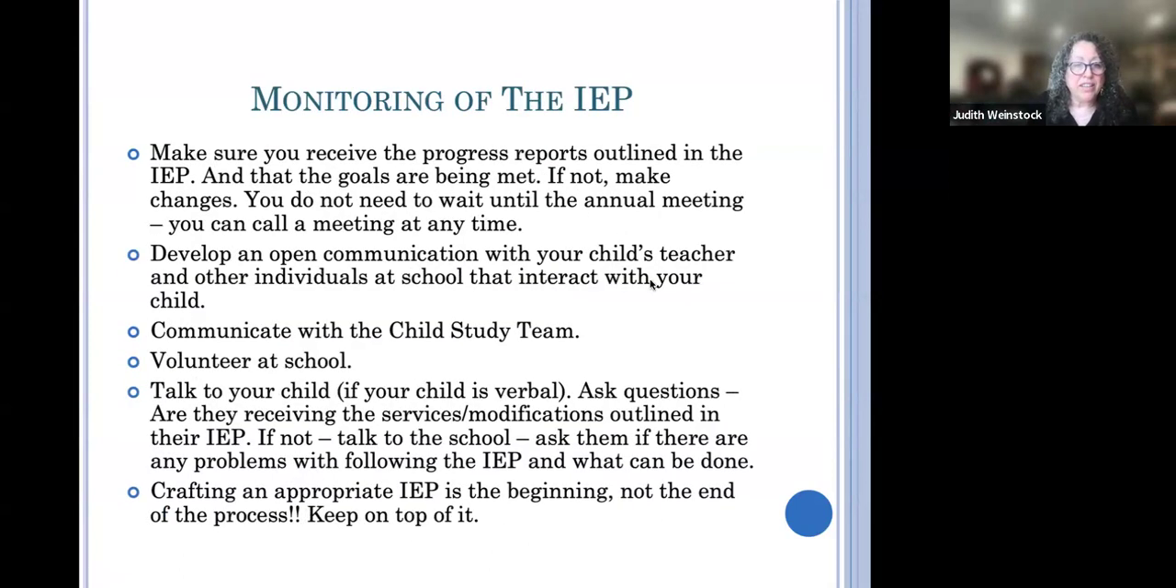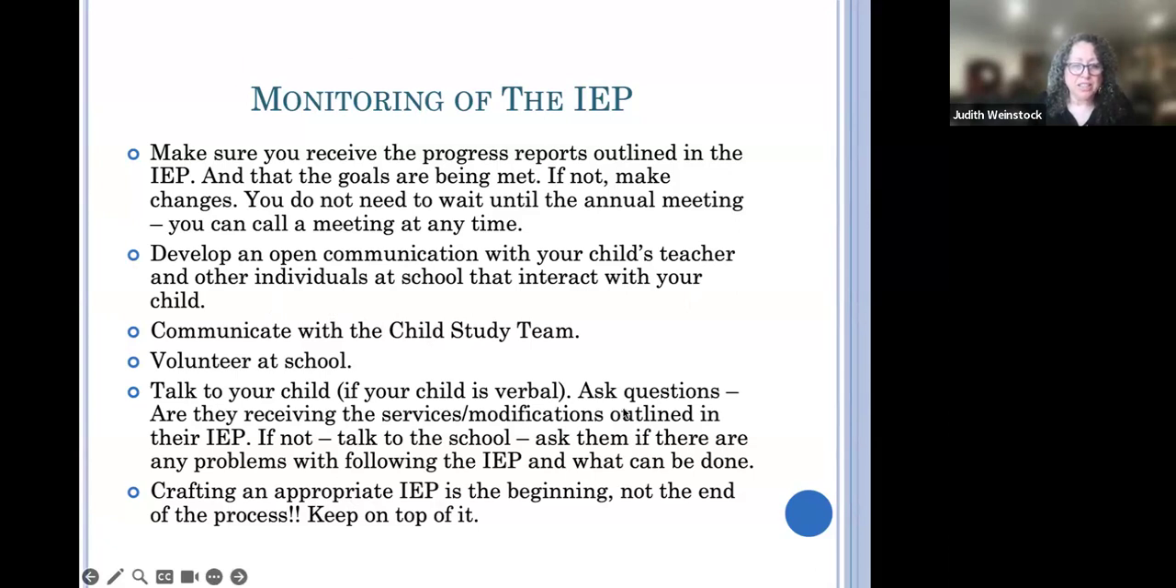And then, volunteering at school, I don't know how many of us have the time to volunteer at school, but if you do, it's always great to get inside your child's classroom or the school to just see what's going on and how things operate. And I think that's kind of it with developing the relationships.